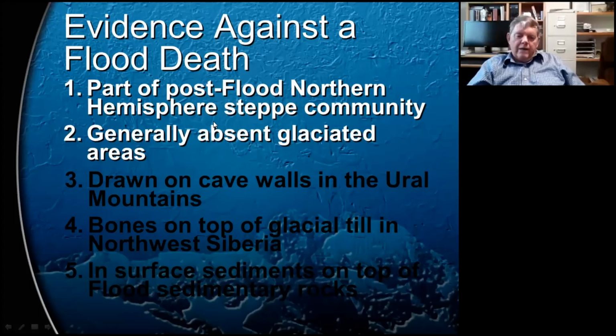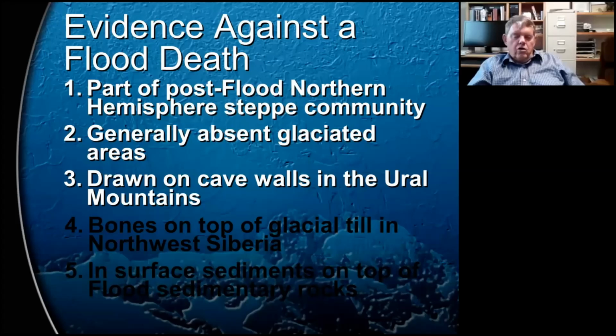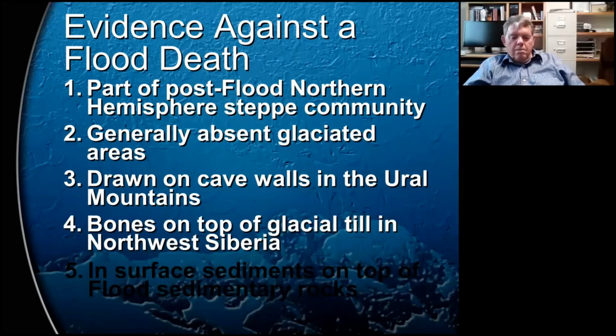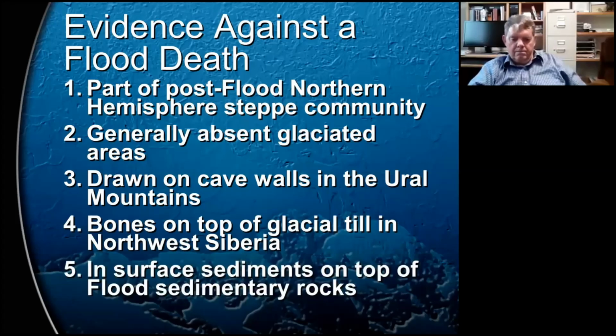Also, why are they generally absent in glaciated areas? Also, they're drawn on cave walls in the Ural Mountains, which divide Western Siberia from the rest of Russia. And if cavemen drew them on cave walls, they must have seen them after the flood. Also, the bones of woolly mammoths are on top of glacial debris in northwest Siberia. In other words, they died after the ice sheet retreated from northwest Siberia.